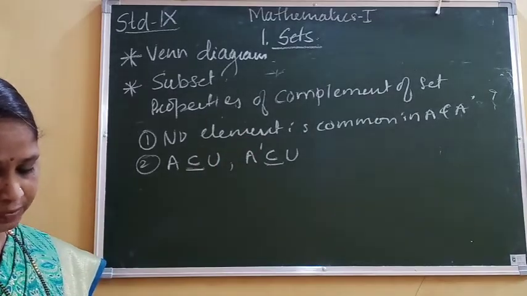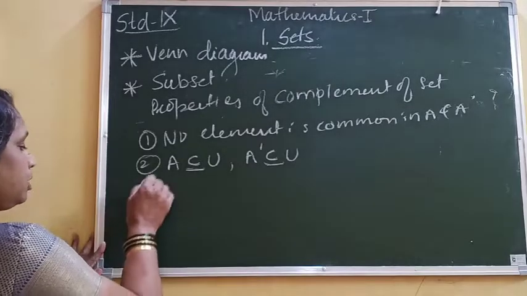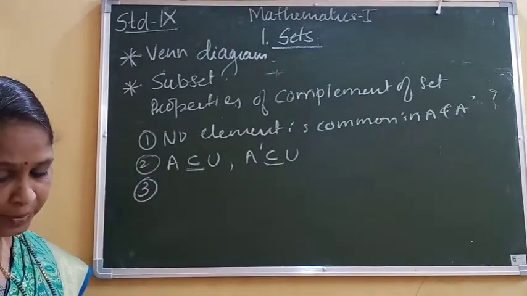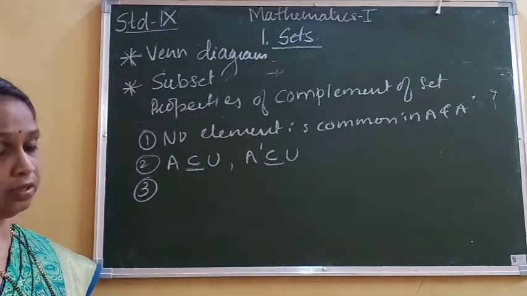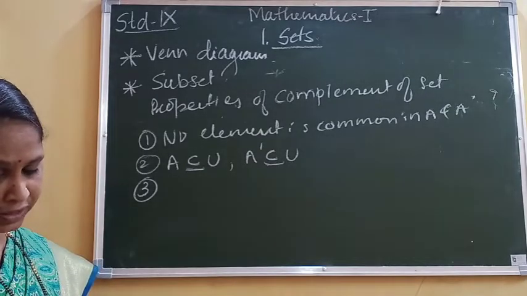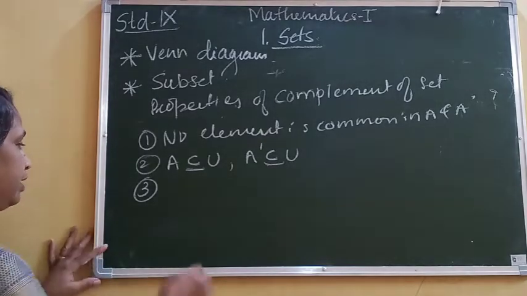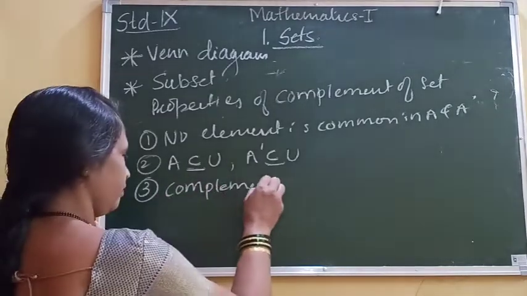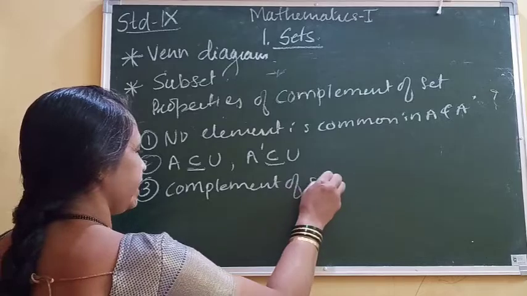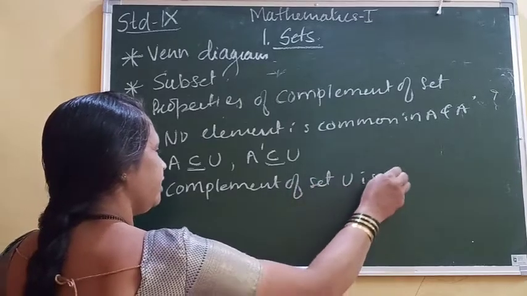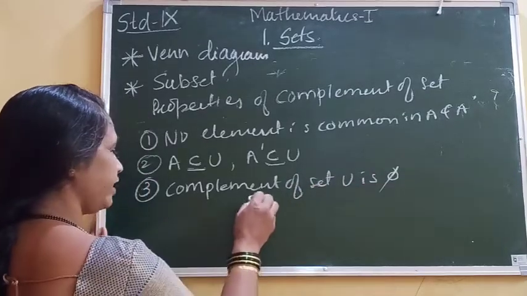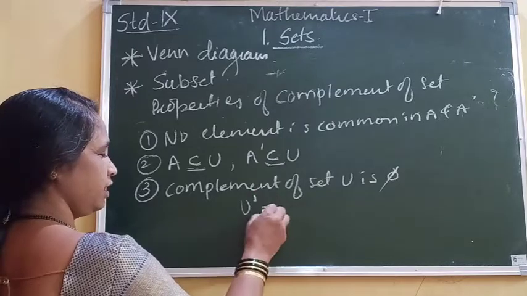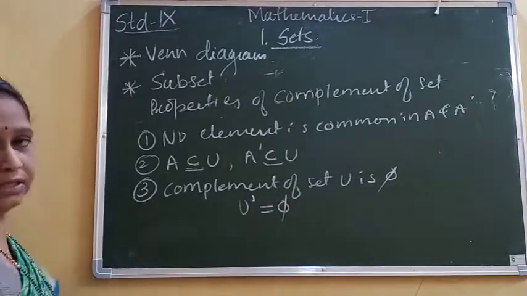Now next, the third property, what does it tell? The third property is that the complement of set U is an empty set. Complement of U is U dash, which is the empty set.